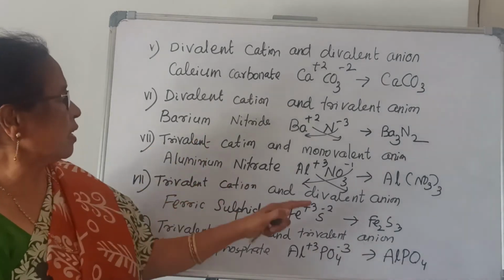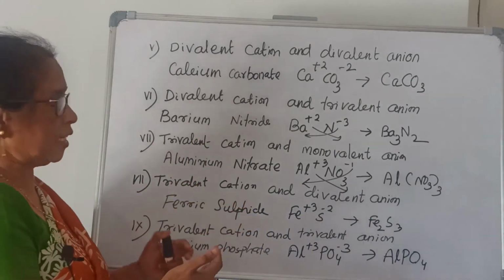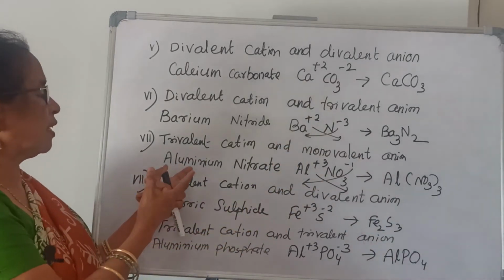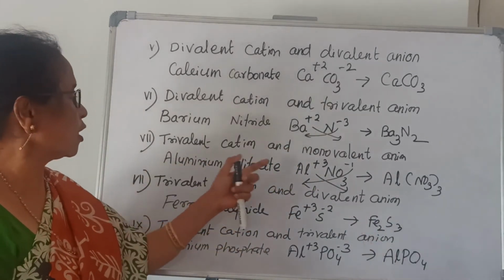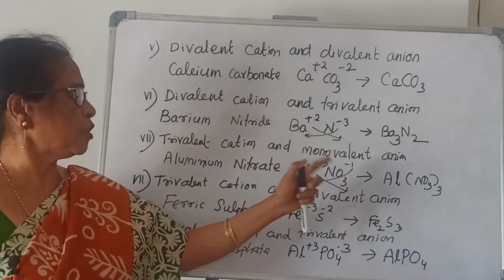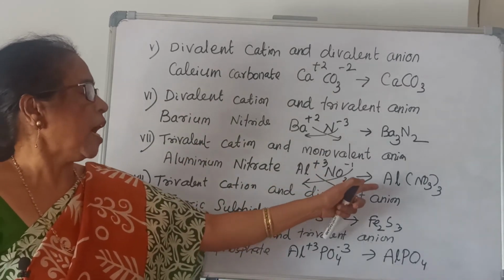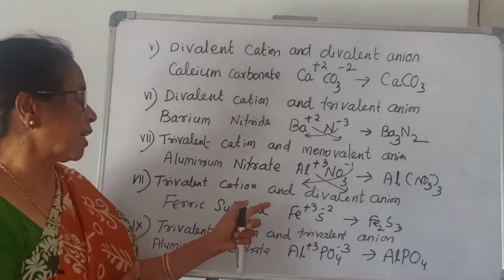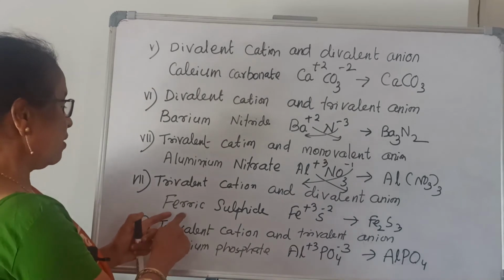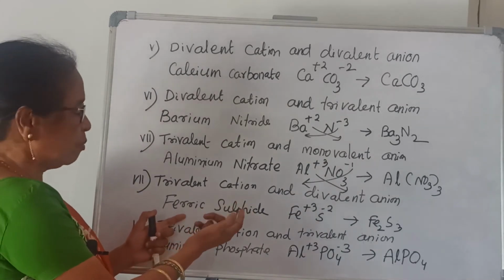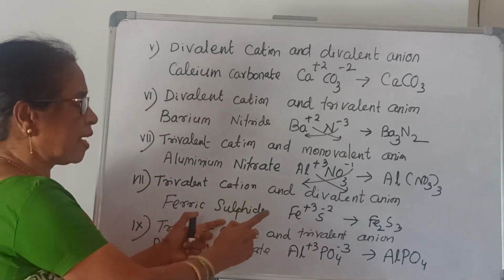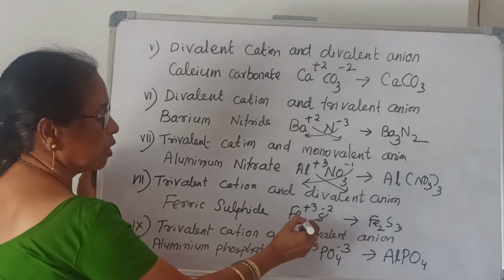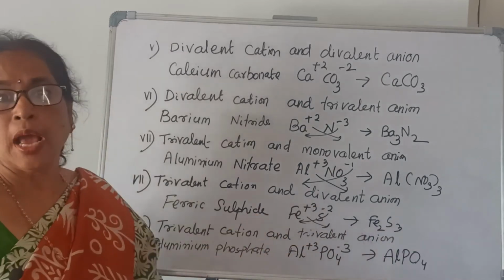Then come to trivalent cation and monovalent anion. This is part 3. See, trivalent cation, you take example aluminium plus 3, nitrate NO3 minus 1. So 3 come to here, and that is why Al(NO3)3. Trivalent cation and divalent anion. Trivalent cation, you take ferric, one example, sulfide, that is divalent anion. So 3 comes to here and 2 comes to here. So the formula is Fe2S3.